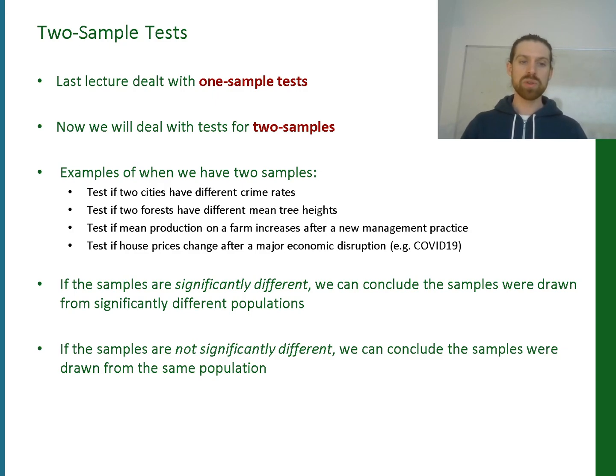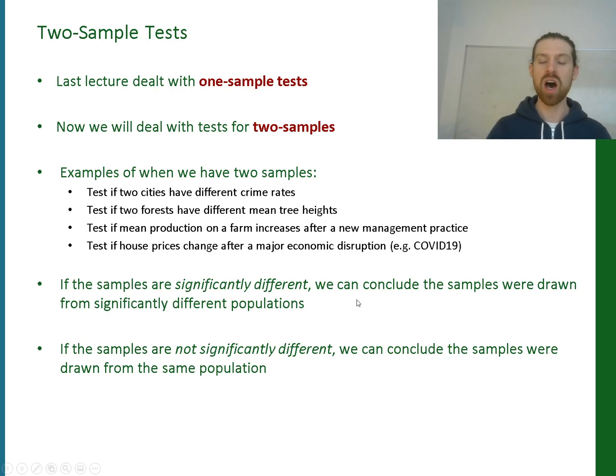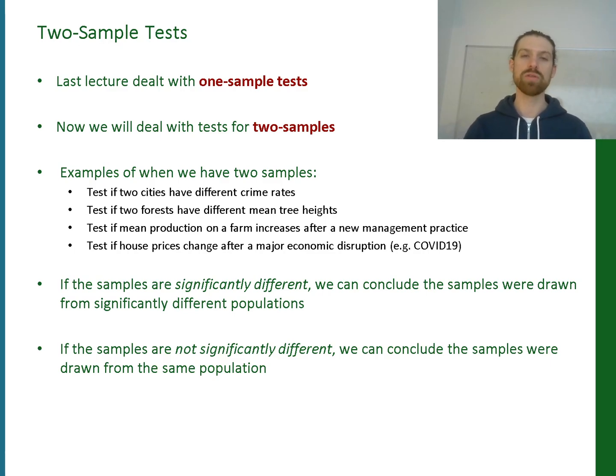There's lots of other examples. We could test if cities have different crime rates. We could test if forests have different mean tree heights. We could test if production in agricultural areas increases after they introduce new management practices, and so on and so forth. The question is whether the samples are significantly different, and if they are, then we can conclude that the samples were drawn from significantly different populations. And if they're not significantly different, we can conclude that the samples were basically drawn from the same population.